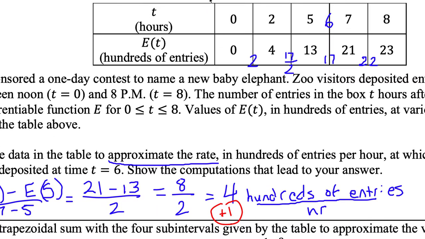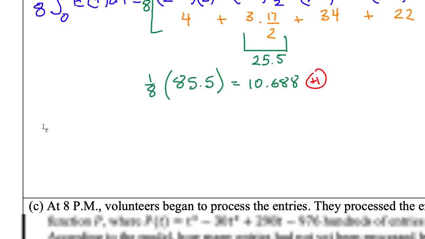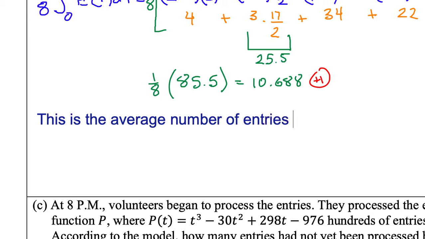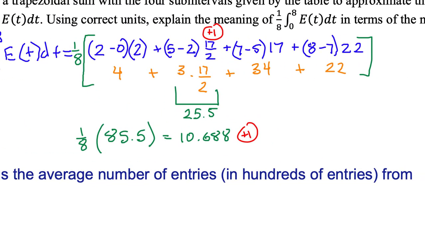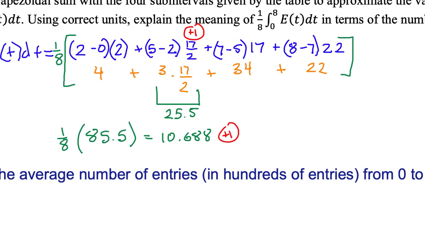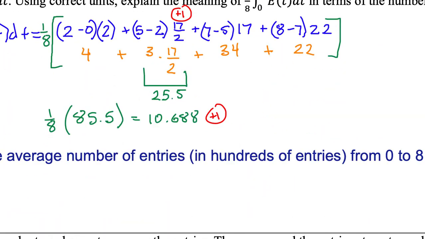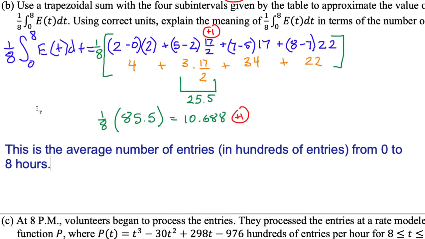All right, so write it out here. We say this is the average number of entries in hundreds of entries from, what is our time interval, from 0 to 8? From 0 to 8, and our units I think are hours for the time. Yes, it does say hours on our table, hours. Oh, and I had to go to the next line.